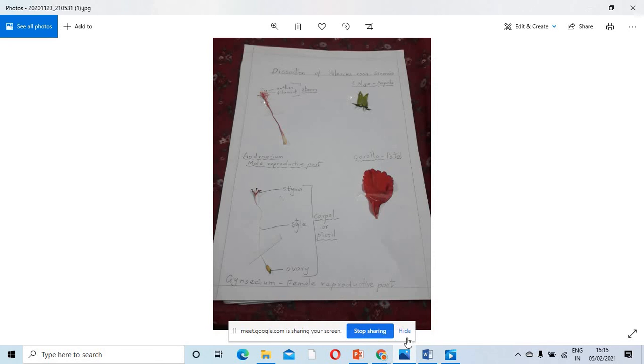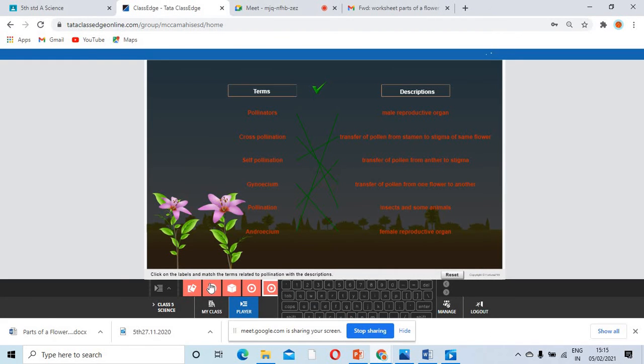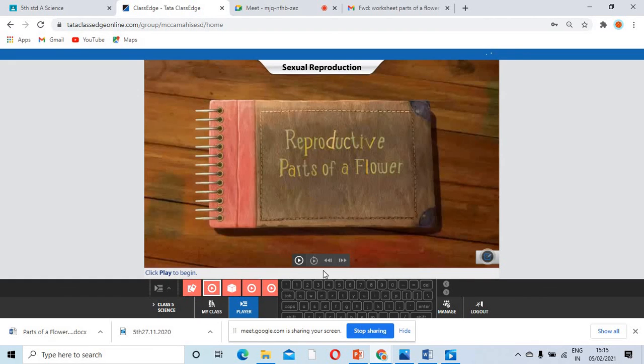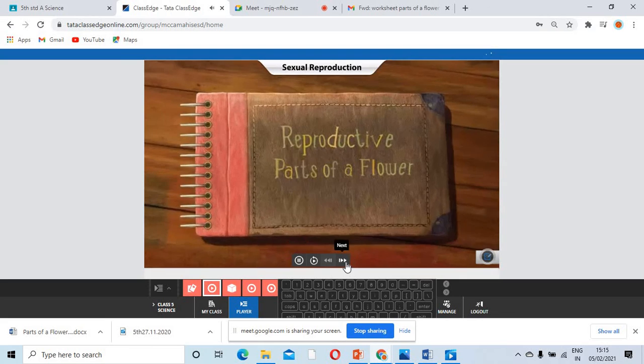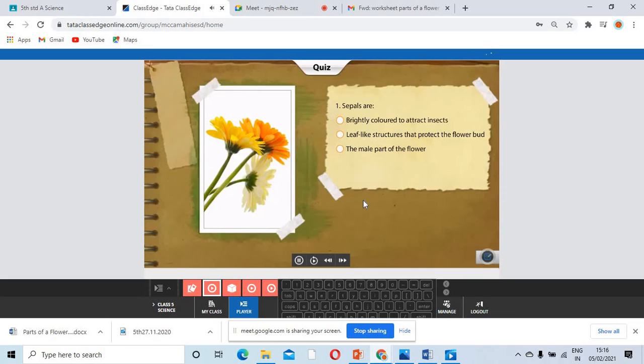Okay, so you have learnt even about dissection. I am very happy. Now I am going to ask some more questions just to see whether you have understood clearly. Flowers develop from buds. Now, try this quiz on the reproductive parts of a flower. Read the following questions and select the correct answer. Jonathan can answer me. What are sepals? Out of these three: brightly colored to attract insects, or leaf-like structure, or male part of the flower.